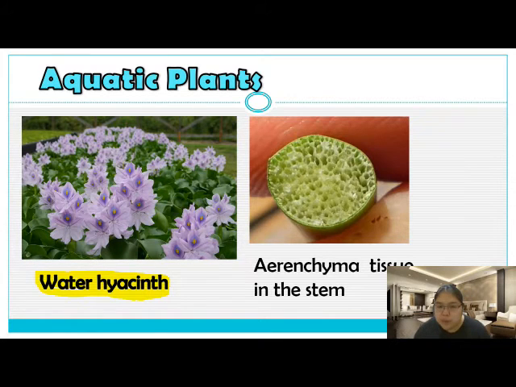This one I want to show you is just the parenchyma. Can you see when I just cut the stem? You can see inside, oh, it's empty. This is parenchyma tissue in the stem. When using the microscope to see it, it looks just like the diagram from just now. Okay, now we go to the next one.